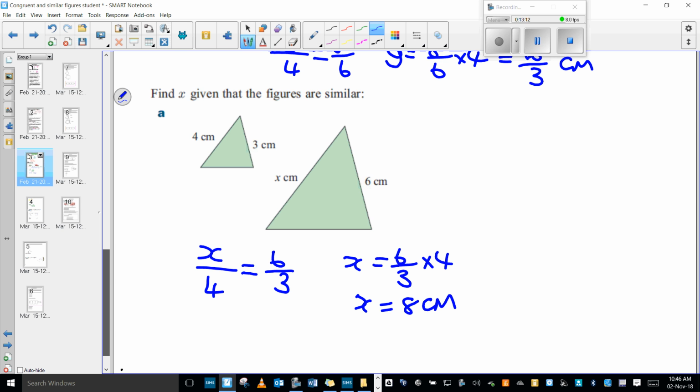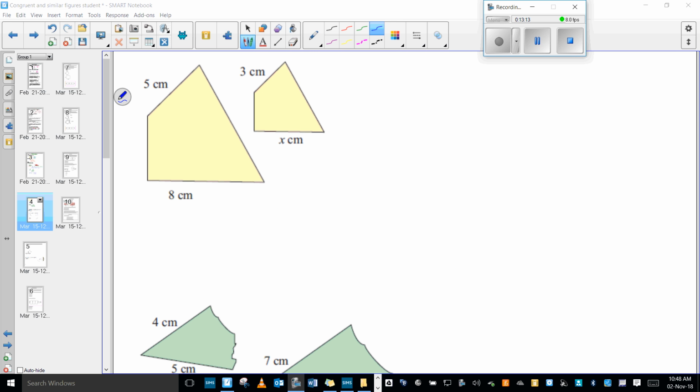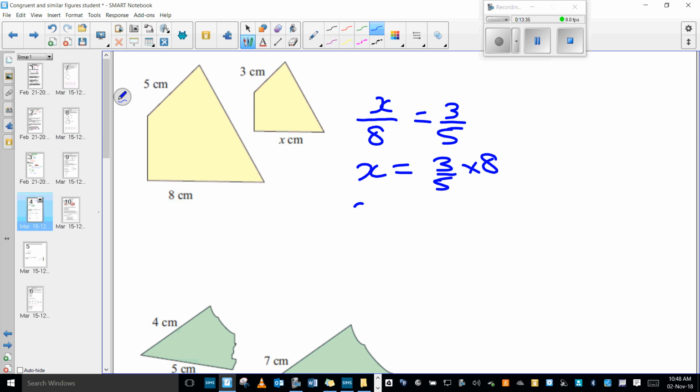Alright, so this one's not a triangle, but the rules are still the same. Brianna, how would I do this though? We put x over 8. Lovely. Equals 3 over 5. And so that's 3 over 5 multiplied by 8, which is 4.3. Thank you.